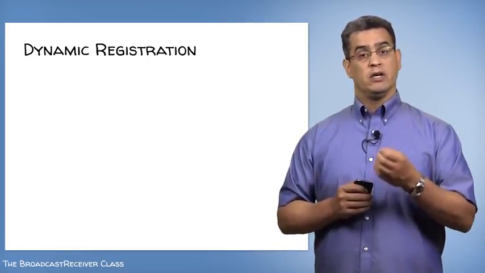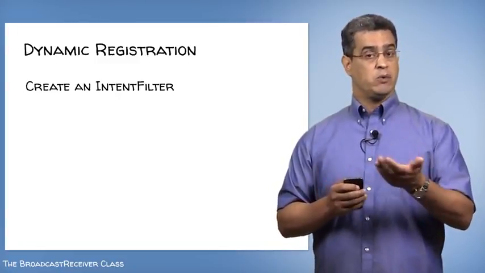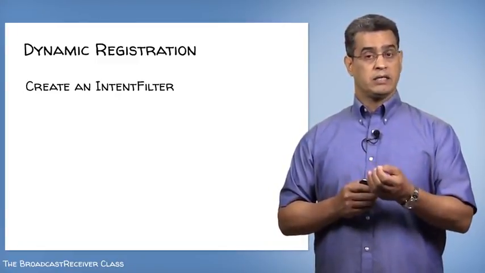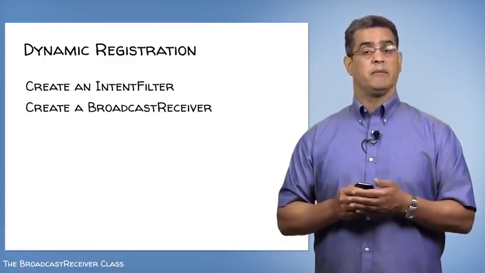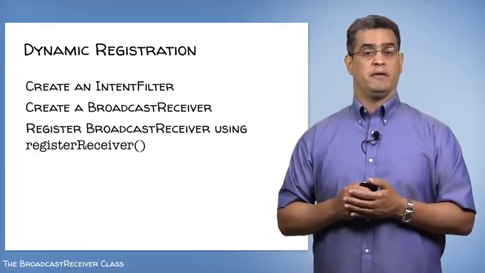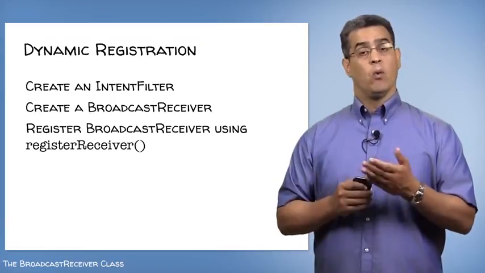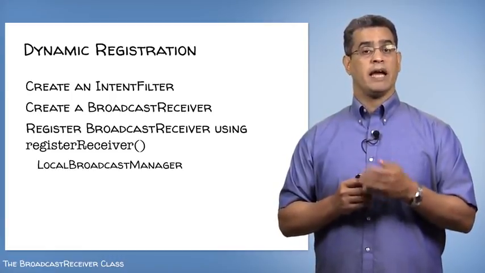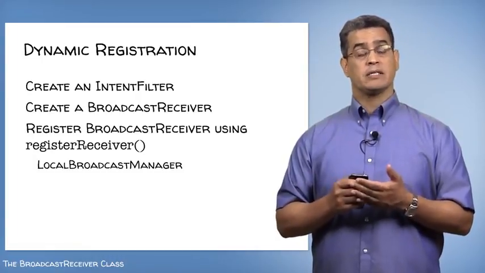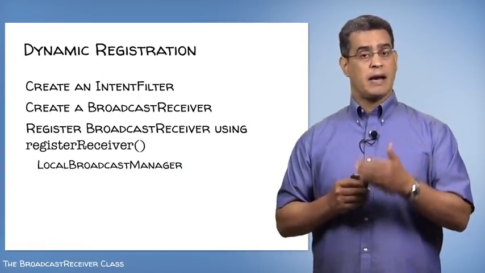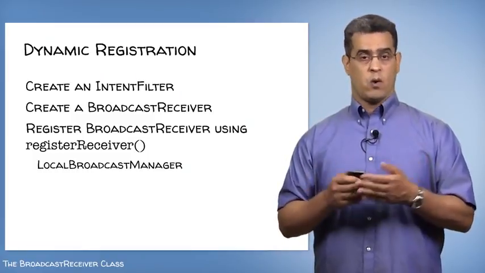And to do this, you'll first create an intent filter object specifying the intents that you want to register for. Next, you create the broadcast receiver, and then you register it by calling a registerReceiver method. And there are different implementations of this method. One is in the LocalBroadcastManager class. And this one is for broadcasts that are meant only for this application. And therefore, they don't need to be broadcast system-wide.